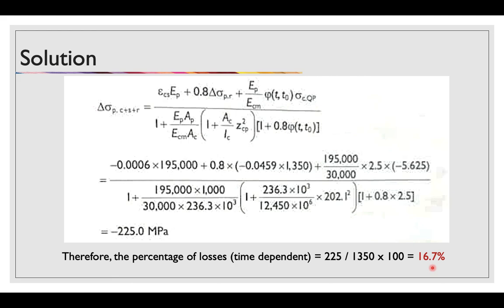So this is one simplified equation. Actually, we can do the calculation for these time dependent losses separately, whereby we consider creep, then shrinkage, then relaxation of steel, and then add up all these three. However, in the Eurocode we have already been given this equation, which is a simpler equation that includes everything in one formula.